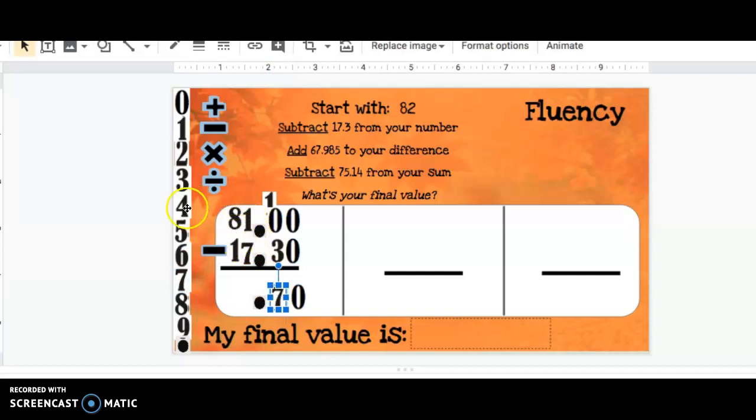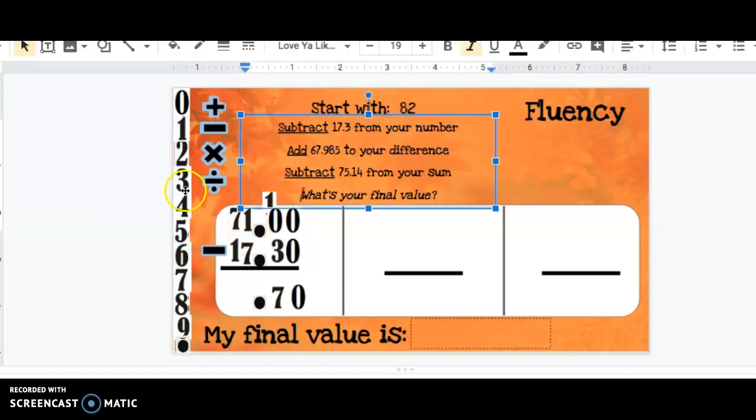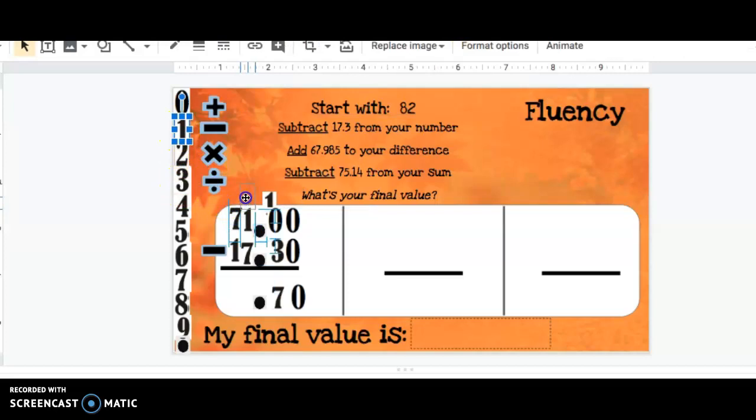1 minus 7 I can't do, so I go to the 8. The 8 becomes a 7. And then the 1 becomes an 11. So 11 minus 7 is 4. And then 7 minus 1 is 6.